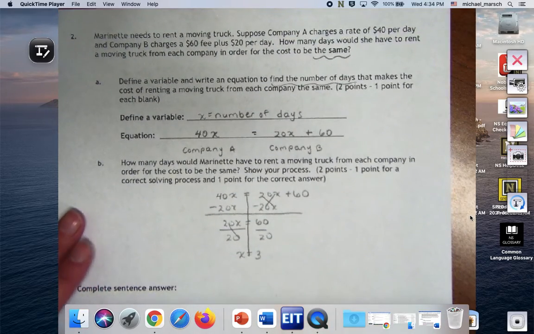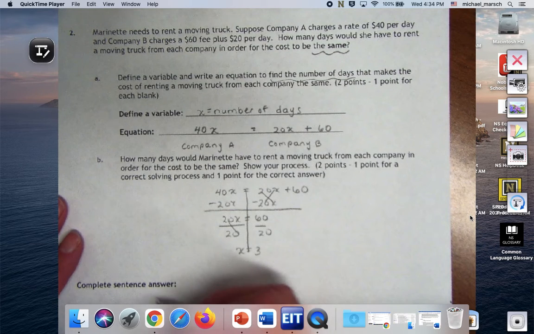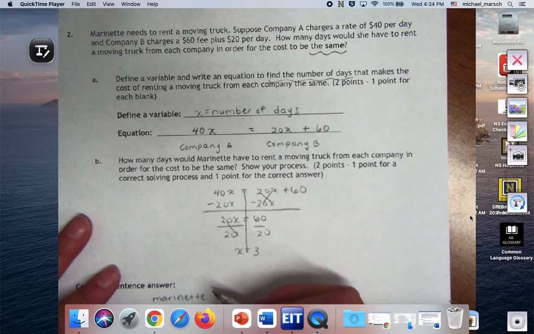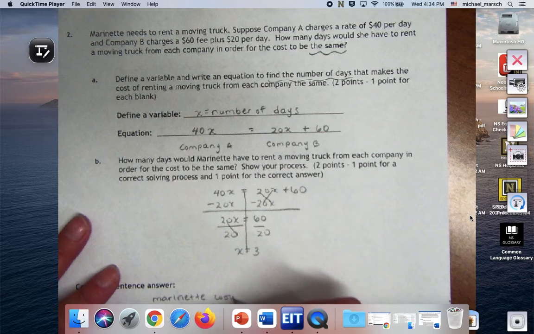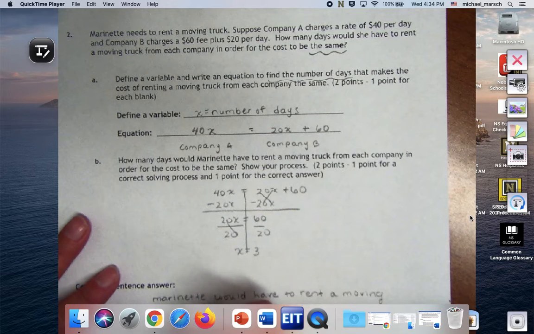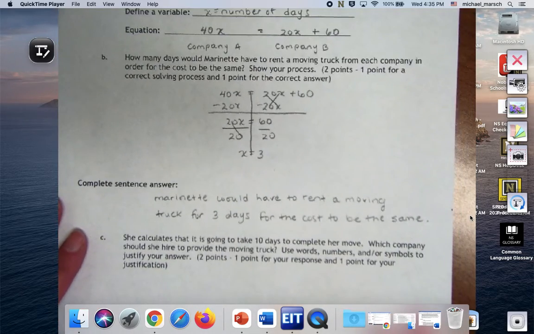Okay, so my complete sentence answer here would be that Marionette would have to rent a moving truck for 3 days for the cost to be the same. Okay, that's what that 3 stands for there. Oops, sorry, I'll scoot this up here.